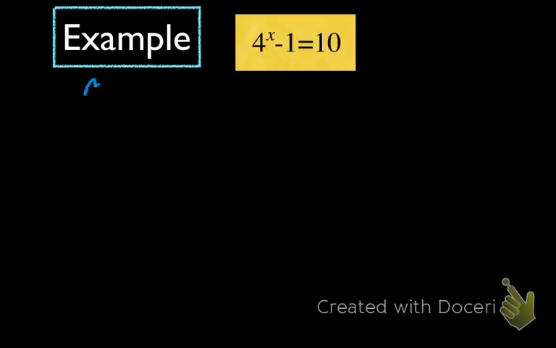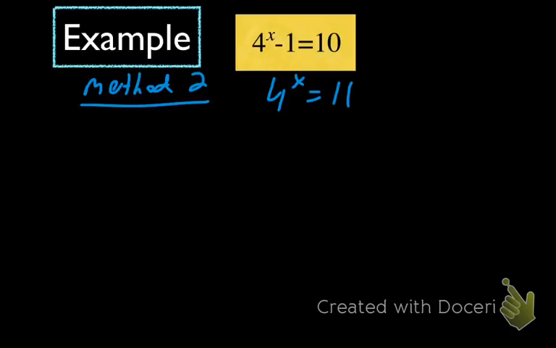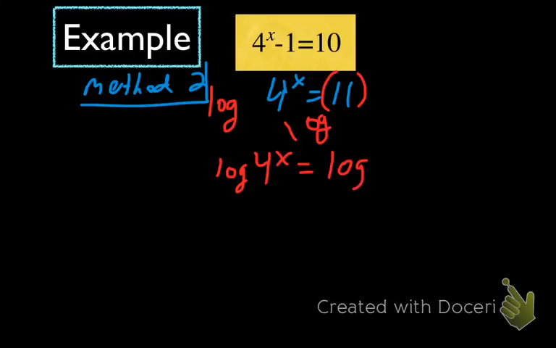This is method 2. You might write that next to it if you're taking notes. There are cases when this is going to be an easier method to use. The first step is still the same: get the exponential by itself, so I get 4 to the x equals 11. Then instead of taking the log base 4 of both sides, I'm going to take the common log of both sides. That's an okay algebraic move because I'm doing the same thing to the left as to the right. So I end up with the common log of 4 to the x equals the log of 11.